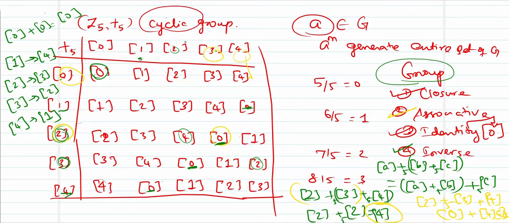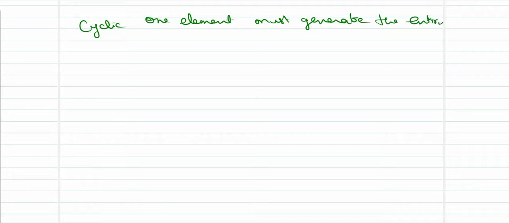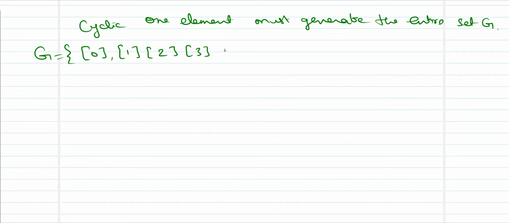Now the extra condition over here is cyclic group. What do we mean by cyclic group? Cyclic means one element must generate the entire set G. What does your G comprise of? G comprises the 0 class, 1 class, 2 class, 3 class and 4 class. So now what will generate this? With the binary operation addition modulo 5, this has to be generated.